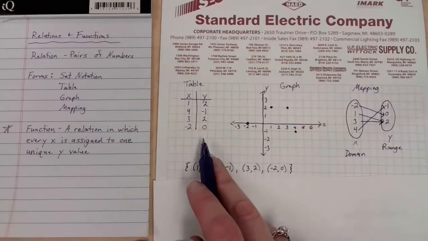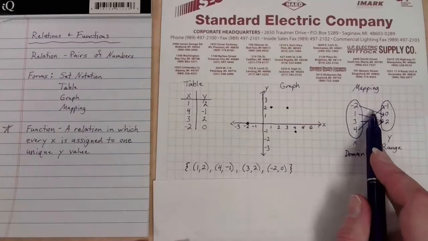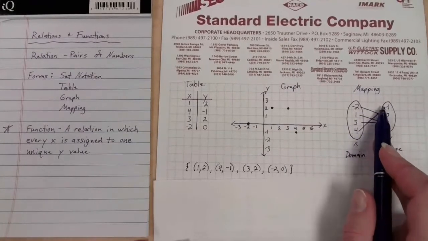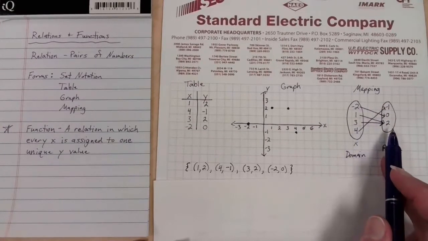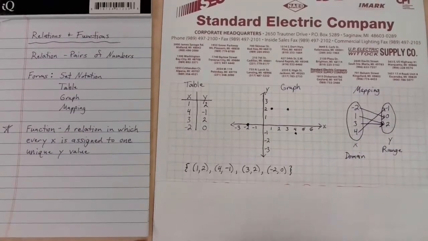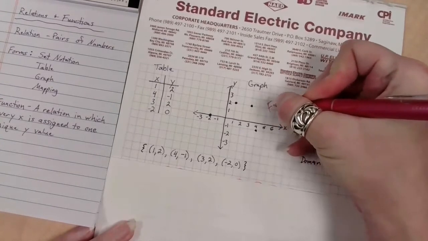This is a function. If you look here, -2 only has one arrow going out of it. It's got one assignment, one assignment, one assignment, one assignment. Every one of these x's is assigned to one y value. This is a function. All right, so I'm going to write right here in the middle of the page, function.